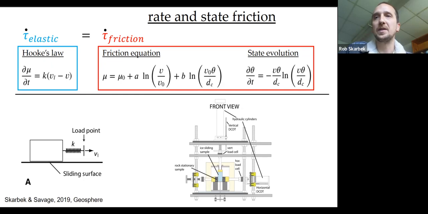These three equations get coupled together, and that gives a model that can reproduce how experiments respond to velocity steps. What people do is they do their experiments, and then they fit the model to their data, and doing that determines the friction parameters A and B and D sub C. Next I'm going to talk a little bit about what those parameters mean, but one more thing that might help is that these three equations can be cast as a nonlinear oscillator equation for the fault sliding velocity.